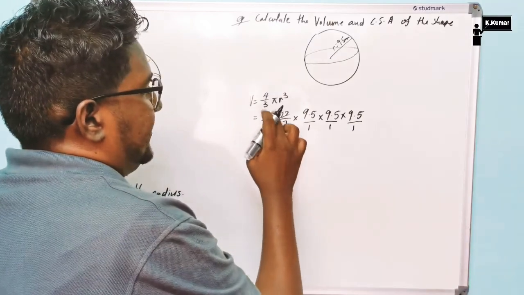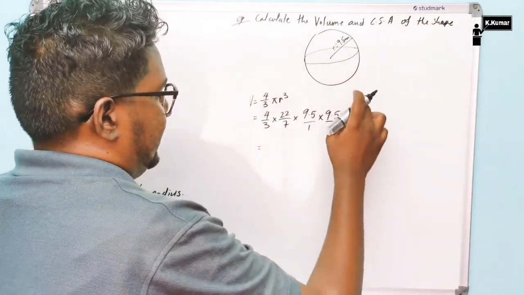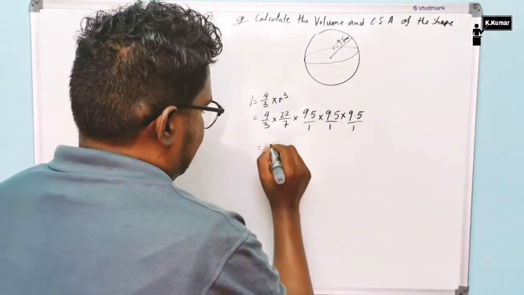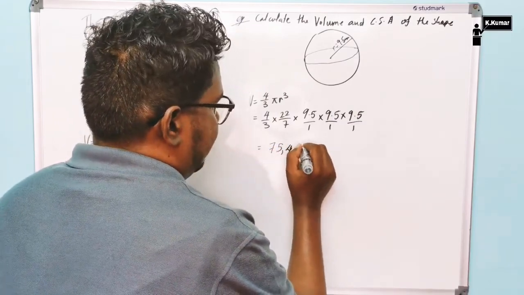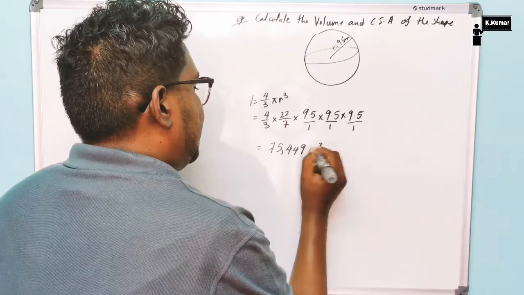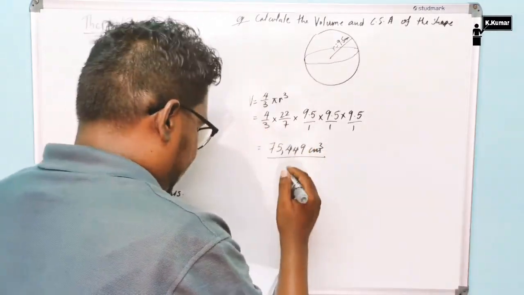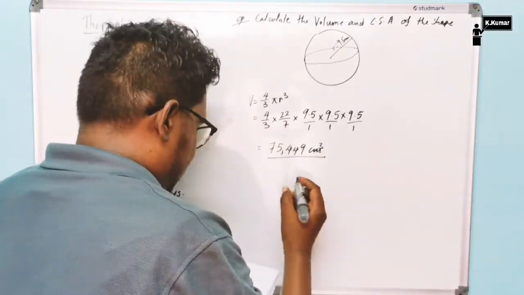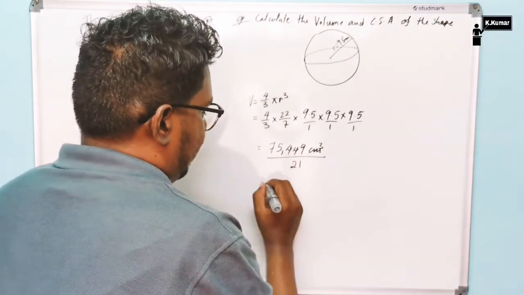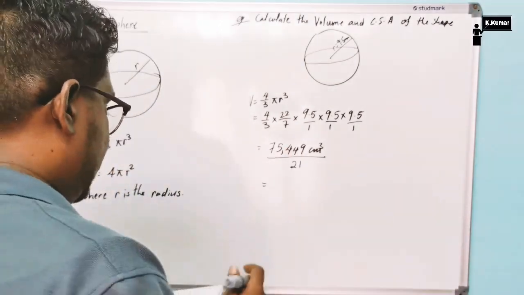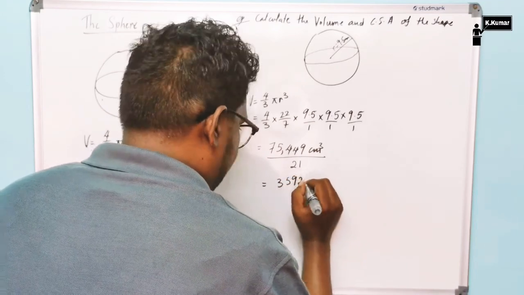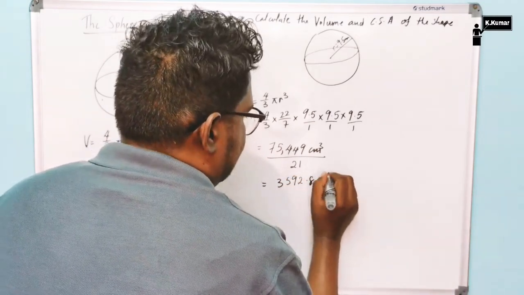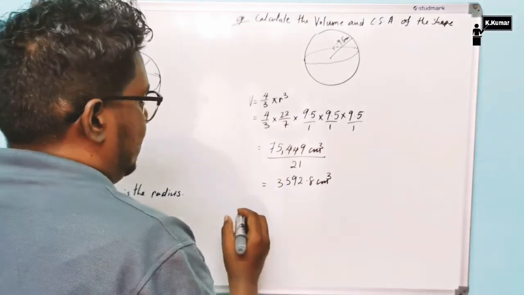This is going to be 4 times 22 times 9.5 times 9.5 times 9.5, and that's going to give me 75,449 cm cubed, divided by 3 times 7 times 1, which is 21. When I divide, I'm going to get 3,592.8 cm cubed, and that's the volume.